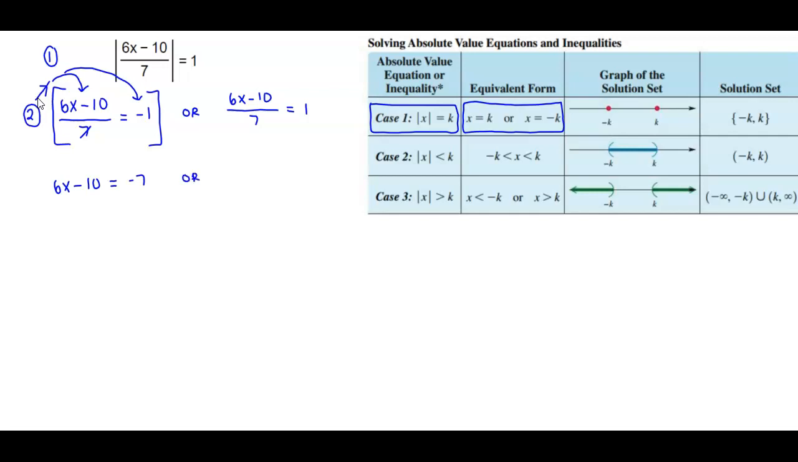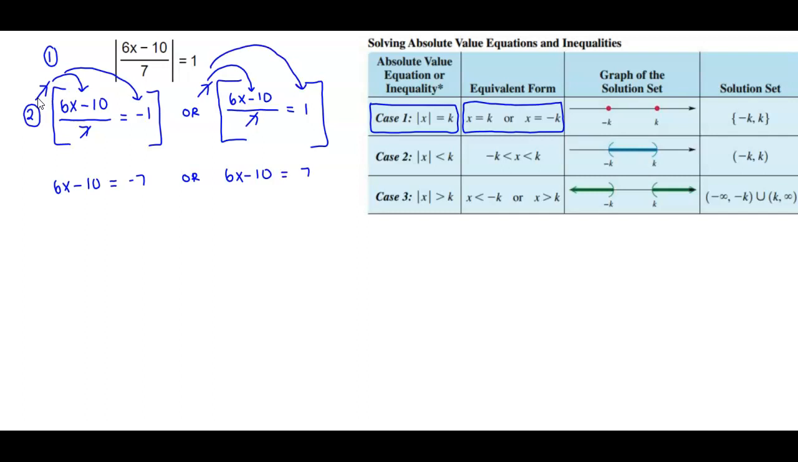Now we're going to do the same thing on this side. Again, here the LCD is 7. So we're going to multiply it to the first term. And again, that eliminates the denominator. So we have 6x minus 10. And then 7 times positive 1 is 7.